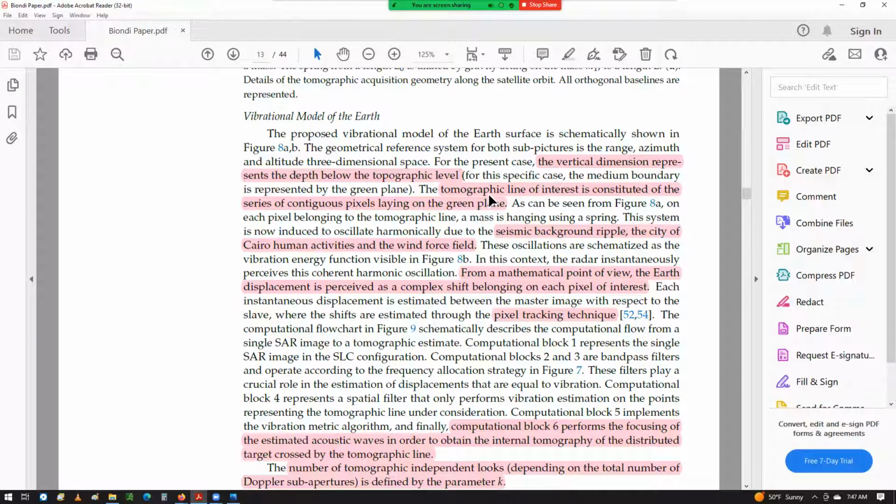A tomographic line is as if you take a knife, let's say, and cut the pyramid in a certain plane. All the points that lie on that cut are one tomographic line. If you do several cuts like that, with different orientations, and put all of those together, you can recreate a true three-dimensional image of the interior of the structure.